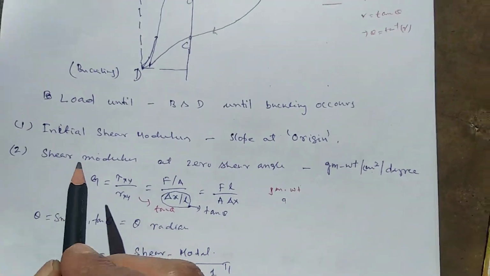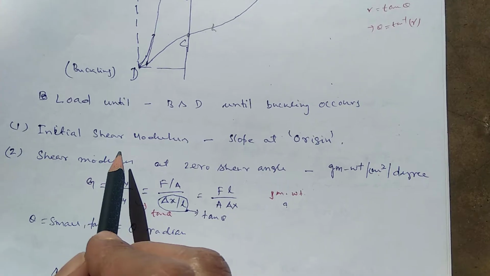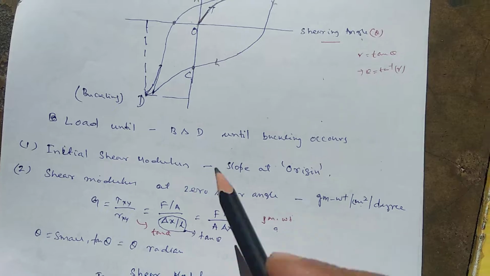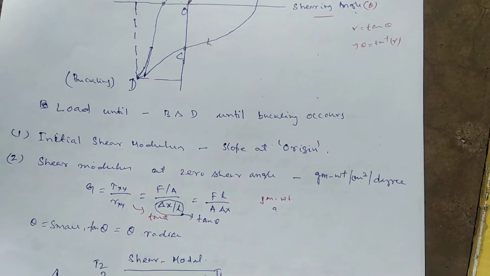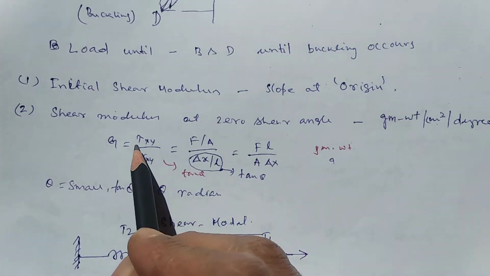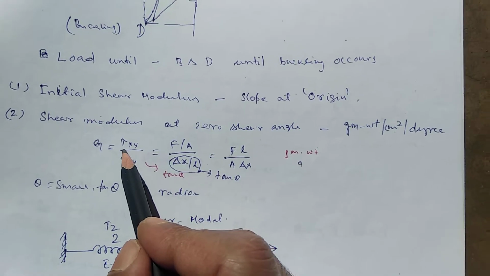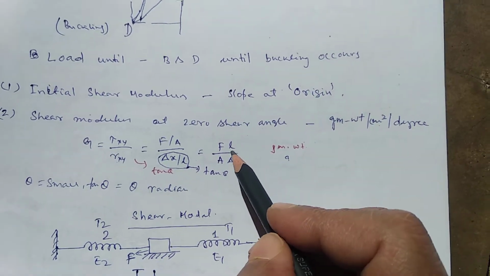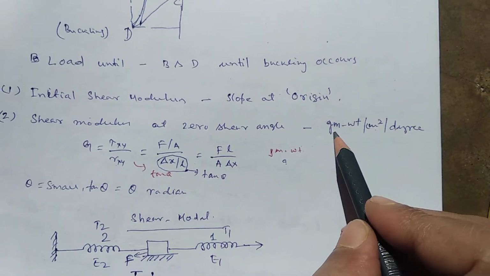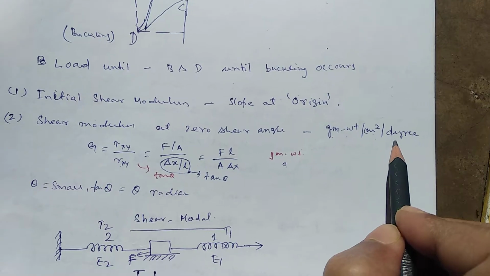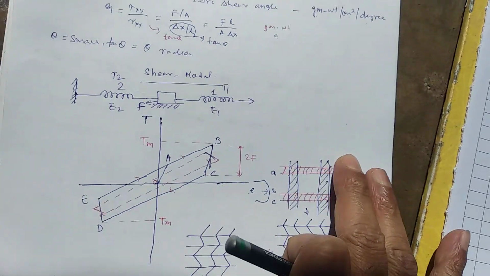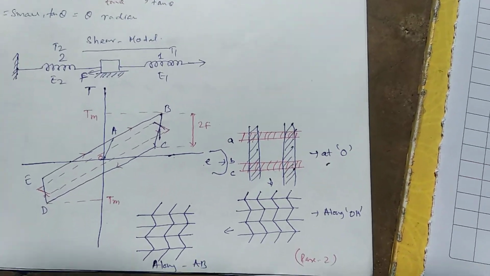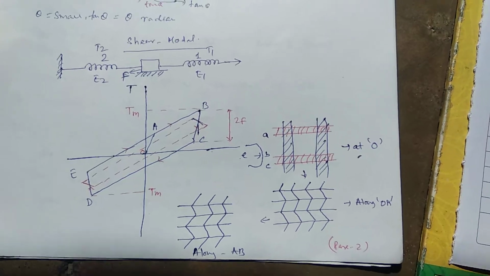What are the different points I can get here? Initial shear modulus, the slope at the origin, right? Then shear modulus, which is called G, the shear stress divided by the shear strain: force by area, delta x by L, or FL by A delta x. So this will be gram weight per centimeter square per degree. There is also an analogous model used for the explanation of shear.